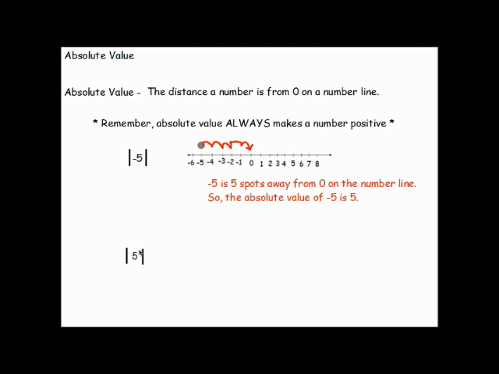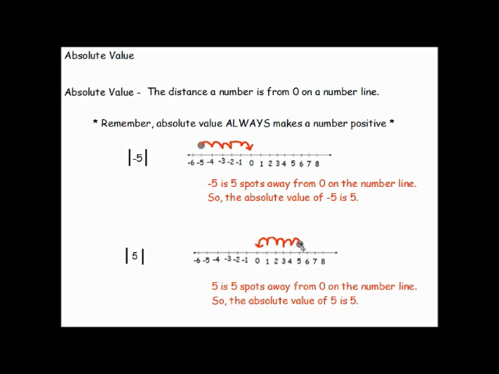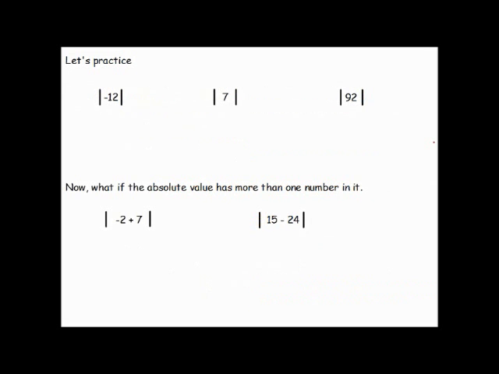Same thing with 5. You would plot it on a number line, count back, 1, 2, 3, 4, 5. So 5 is 5 spots away from 0 on the number line, therefore the absolute value of 5 is 5. So no matter where you are, you just count back to 0 or forward to 0, and that's what your absolute value is. So let's take a look at these.